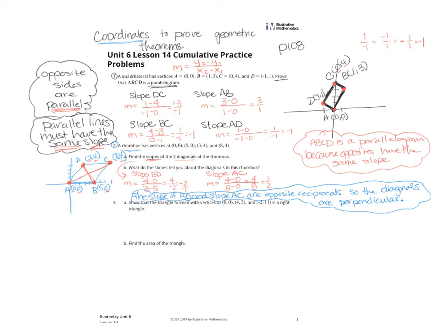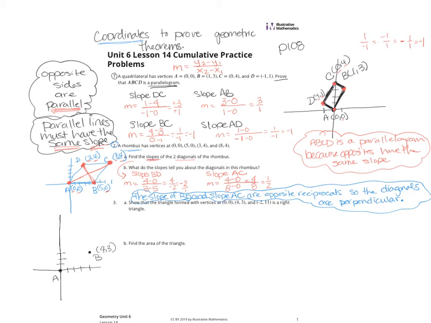So let's take a look at 3A. It says, show that the triangle formed by the vertices 0, 0, 4, 3, and negative 2, 11 is a right triangle. Let's draw this before we even start thinking too much about it. So 0, 0, I'll call that A. And then 4, 3, 1, 2, 3, 4, 1, 2, 3. So this is my 4, 3.